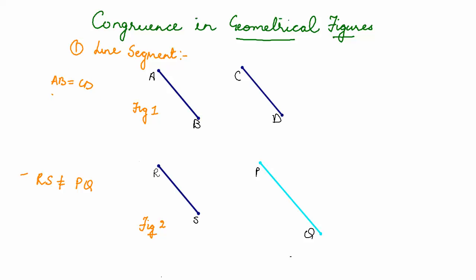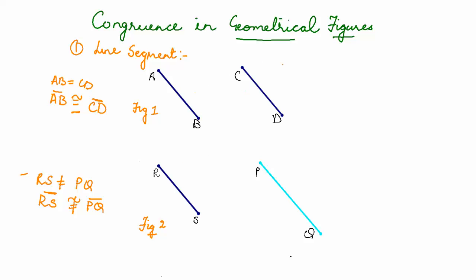Now this is the notation for line segment, and this is the sign for congruence. So line segment AB is congruent to line segment CD. And here we say that line segment RS is not congruent to line segment PQ.